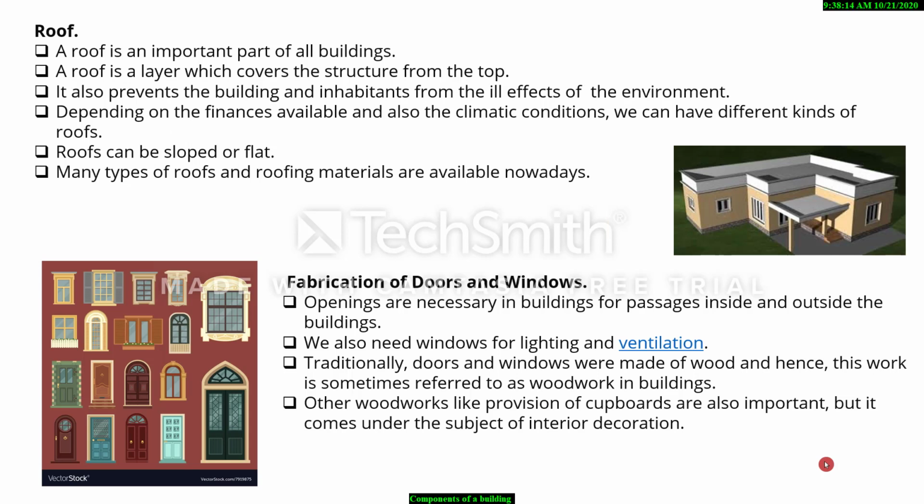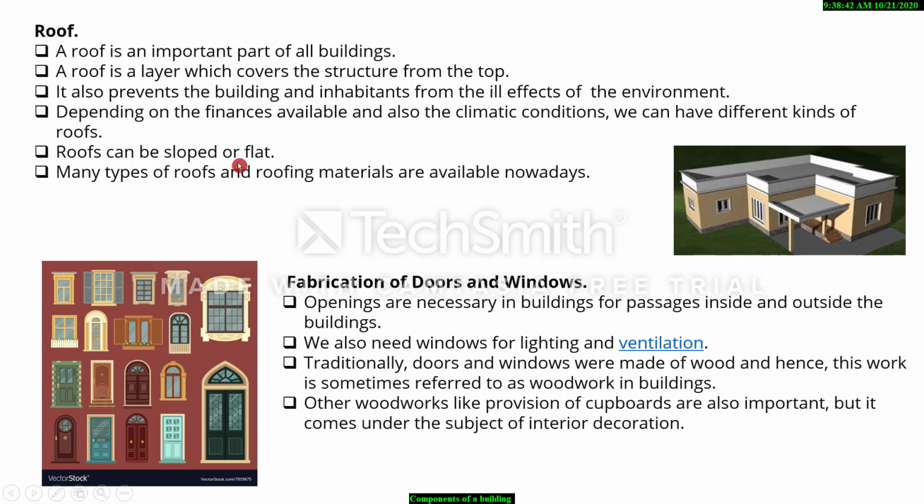Okay, then the roof. The roof is an important part of all buildings. A roof is a layer which covers the structure from the top. It also protects the building and inhabitants from the ill effects of the environment. Depending on the finances available and also on the climatic conditions, we have different types of roofs. There are various selections.